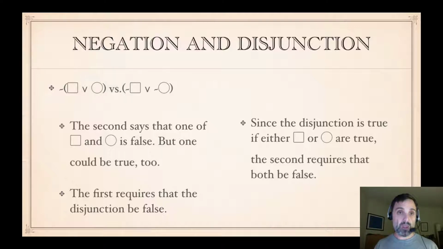Both disjuncts are false. So if we negate the whole disjunction, then we're saying that both of the disjuncts are false. We're saying that both square and circle are false. But if we just negate each of the disjuncts, then we're only saying that one of them has to be false. We're not saying which one, and maybe they both are, but we're saying at least one of them has to be false. So they don't say the same thing, and the first one says more than the second one. The first one says the disjunction is false, and therefore both of the disjuncts are false, whereas the second one says only that at least one of square or circle, but possibly not both, is false.